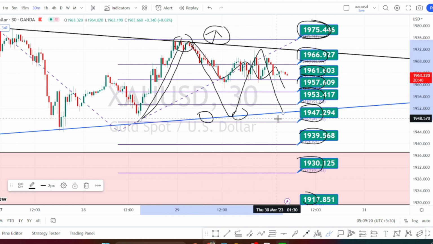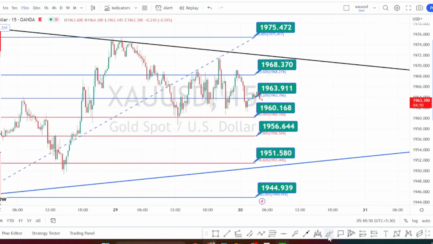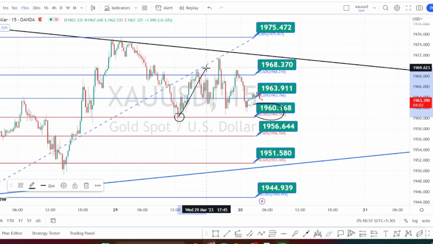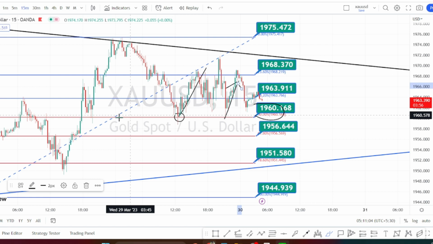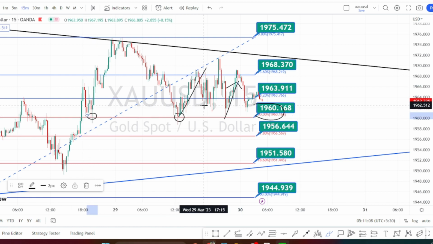Let us mark the support and resistance levels for 15 minutes time frame. I'm in 15 minutes time frame and we can notice that every time the price action touches this support level of 1960, we are noticing it to bounce back from this support level on the bullish side retracement. So this level of 1960 is currently acting as a very strong support for the current price action. So wait for the price action to give a breakout from this support level of 1960 on the bearish side in order to freshly enter on the bearish side trade.